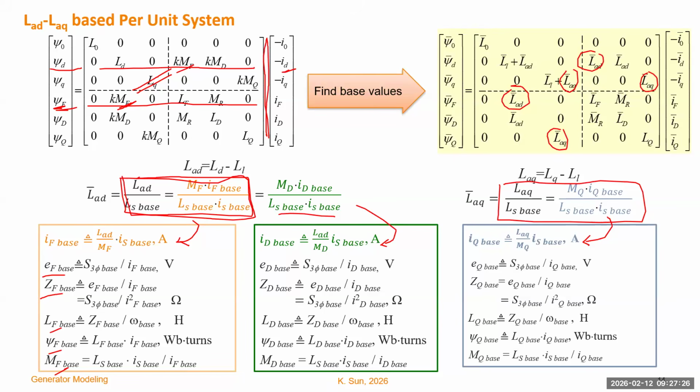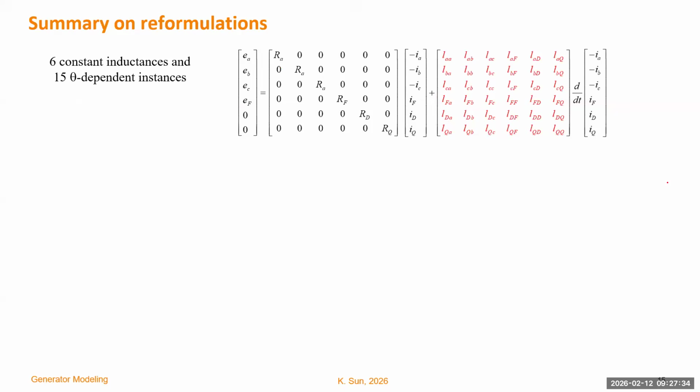Okay, so now we have a much similar inductance matrix or flux linkage equation in per unit value. So let's summarize what we have done so far. We start from the very beginning voltage equations, which have an inductance matrix including 36 elements. If we consider the symmetric structure of this matrix, we only need to know the values for the top triangular area. So that has 21 elements.